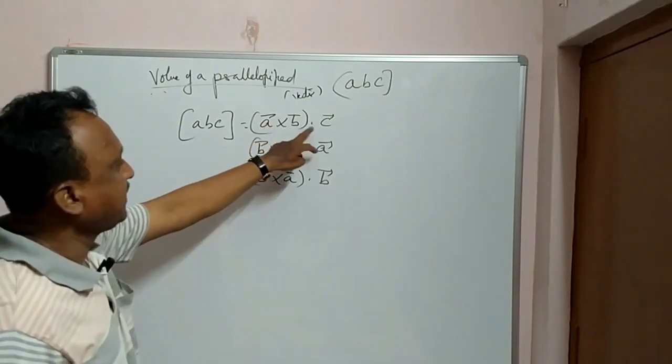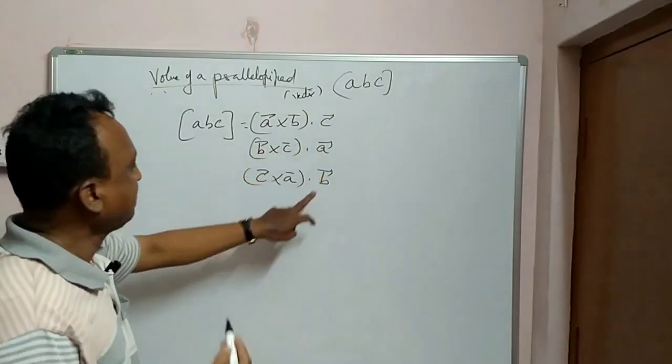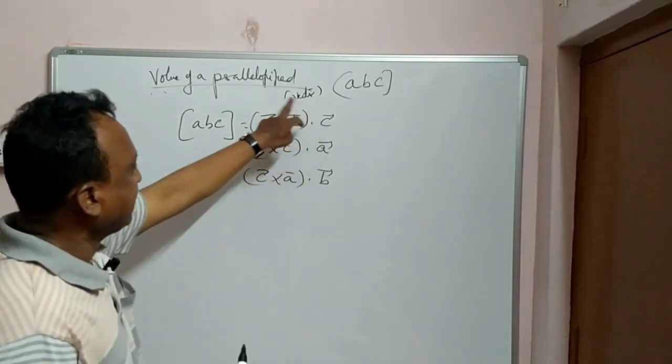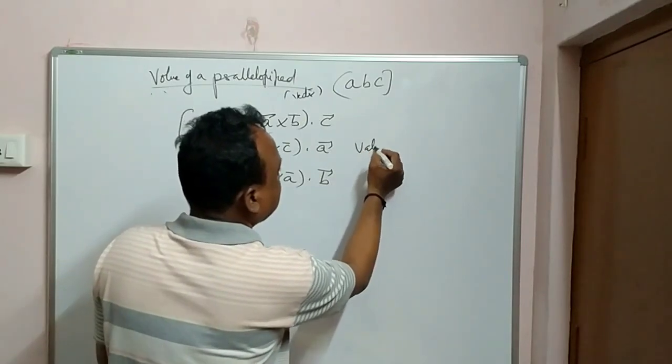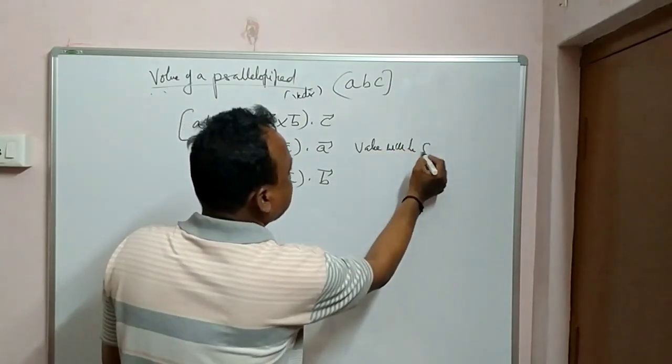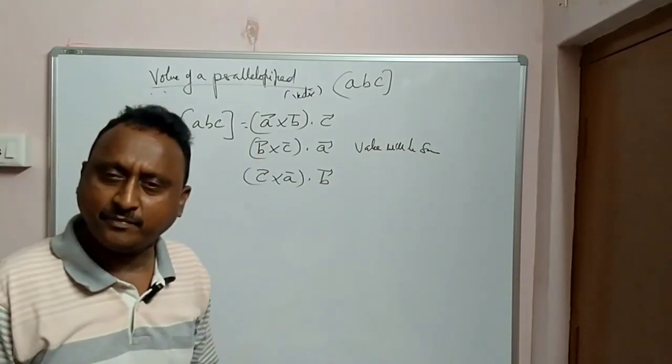If you do A cross B dot C, value. B cross C dot A, value. C cross A dot B. In three ways, whatever way, box ABC, the value will be same. So this is how the volume of a parallelepiped can be calculated.